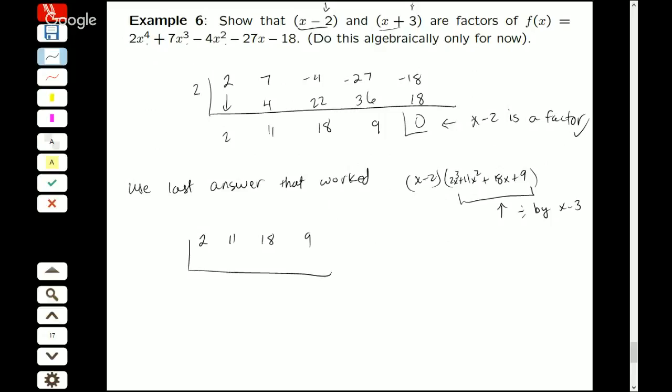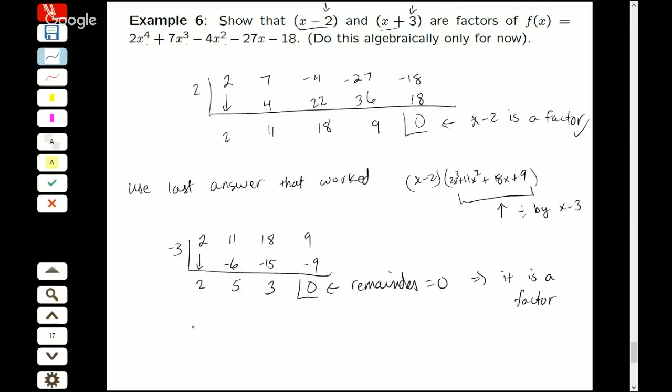Now we're looking at x plus 3. So what do we put down? -3. Bring the 2 down. What is 2 times a -3? -6. 11 minus 6? 5. -3 times 5? 18 minus 15? 3 times a -3? What's your remainder? So the remainder is 0. So that tells you it is a factor.